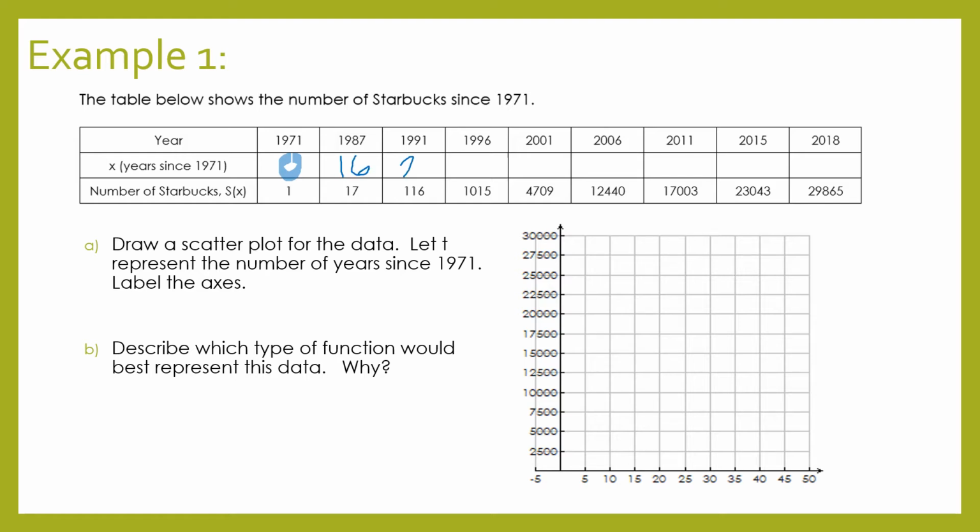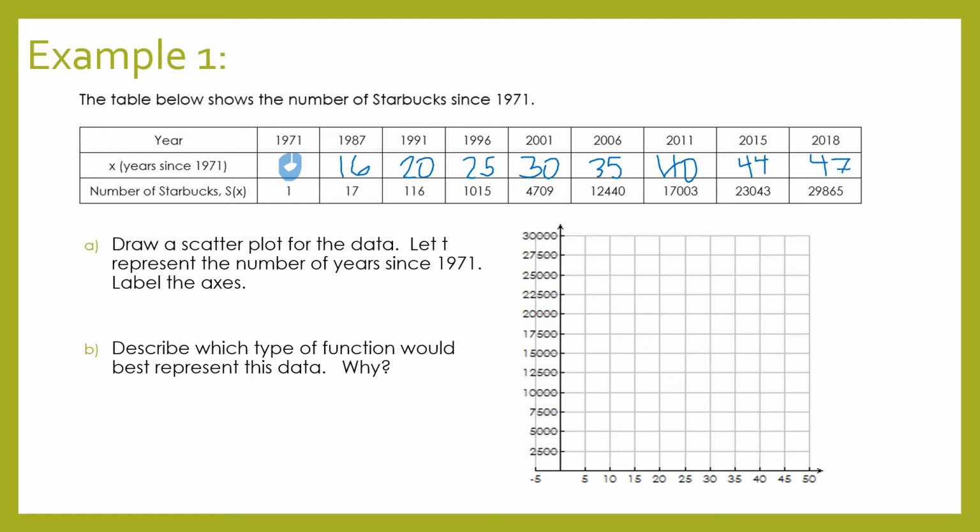1991 would be 20 years. 1996 minus 1971 is 25. 2001 minus 1971 is 30. 2006 minus 1971 is 35. 2011 minus 1971 would be 40. 2015 minus 1971 would be 44. And then finally, 2018 minus 1971 would be 47.